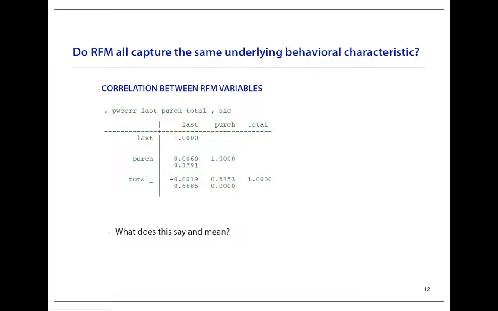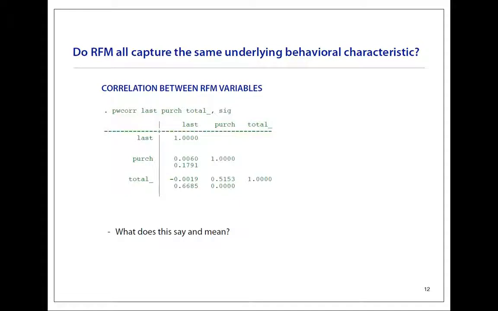For example, as a rule of thumb, if there's a 0.8 correlation, sometimes you may want to drop the variable that has a lower predictive power, but keep the one with a relatively higher predictive power, and in this case it will be purch.